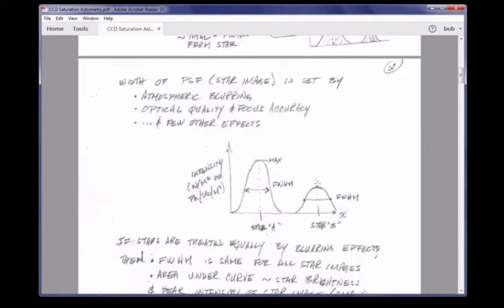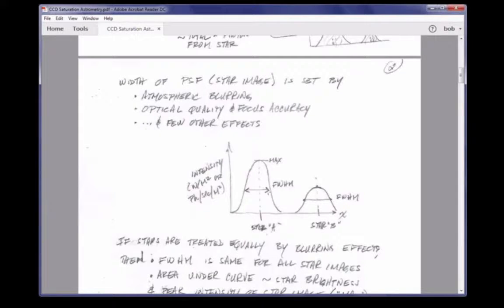So star B has a lower maximum intensity, but if you go to half of that value and measure the full width of the blur, it'll be the same as the full width half max of star A. Now, this is mathematically usually quite true. Sometimes it doesn't look that way when you look at the image of stars on your screen.